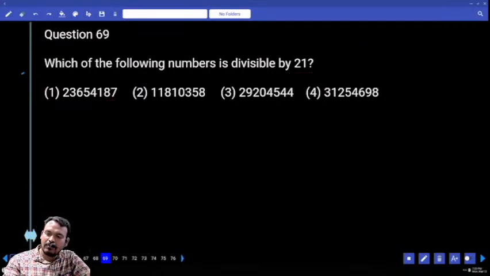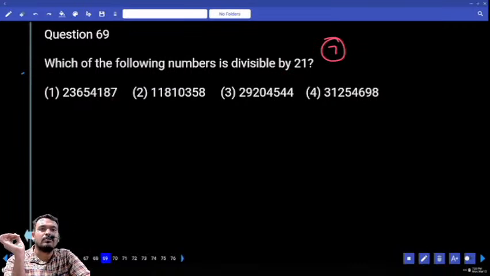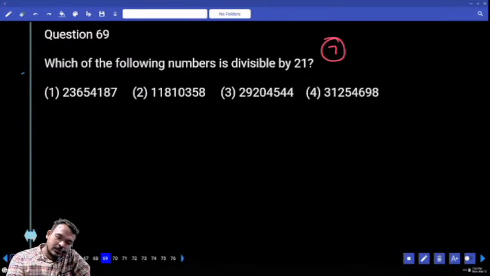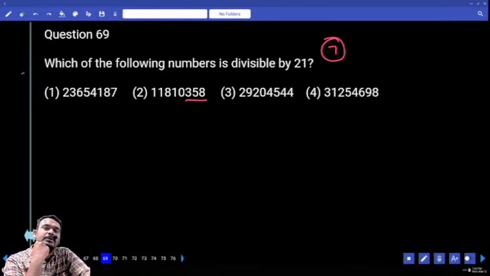Next, again it must be divisible by which one? 7. First option, divisible by 7? What are the last digits in the second option? 358. In that, units position 8. 358 minus 8 is 350. It is a 7 multiple. Next, 187. In that, subtract 7. What is the remaining? 180. It is a 7 multiple? No.